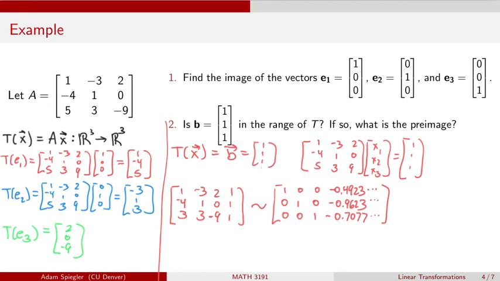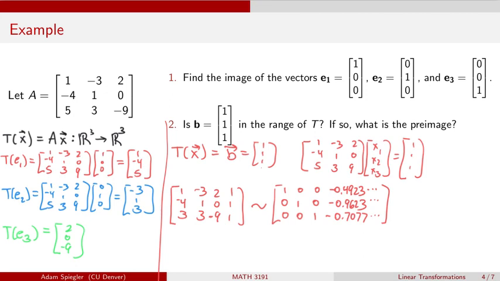But we can see that in this matrix, the first column is 1, 0, 0. So column 1 has a pivot. The second column is 0, 1, 0. Column 2 has a pivot. And the third column in this reduced row echelon form is 0, 0, 1. So since every variable is a basic variable, we can see that this does have a solution, and in fact, it's a unique solution.